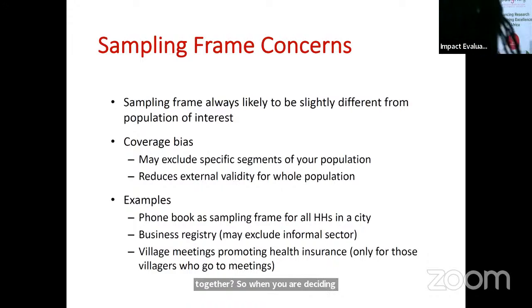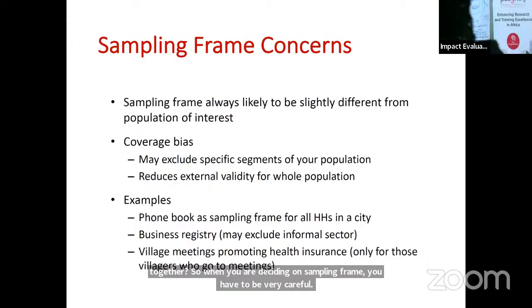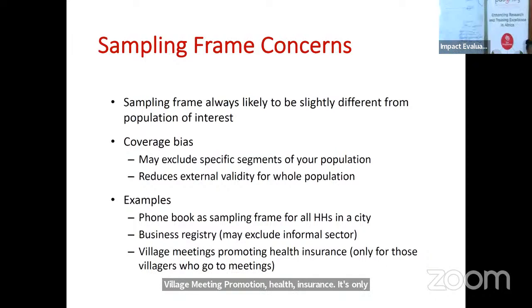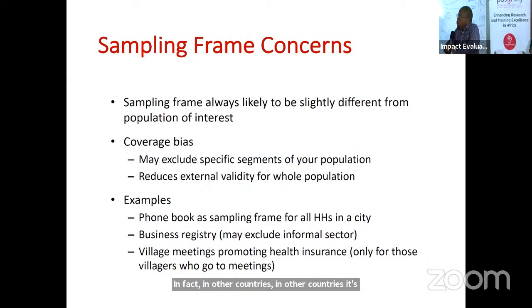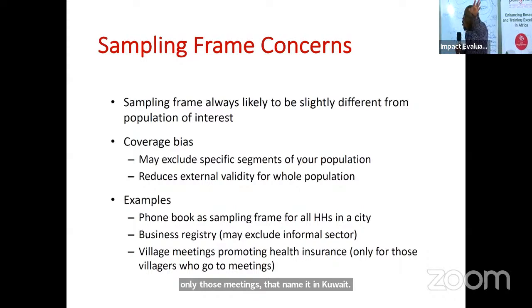Village meeting promotion of health insurance. It's only for those who go to the meetings. In fact, in other countries, in other cultures, it's only men who sit in those meetings. In Kikuyu culture, there's that place where women don't go. They just bring soup and go. So now if you want to study the Kikuyu culture this way, you'll be missing, you'll not ever include women.